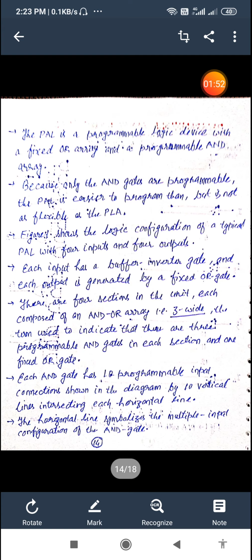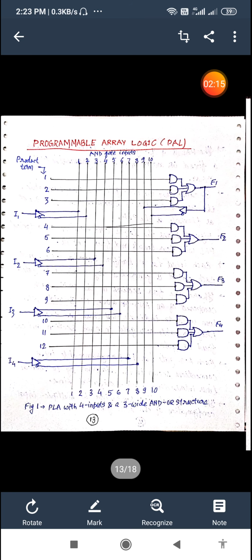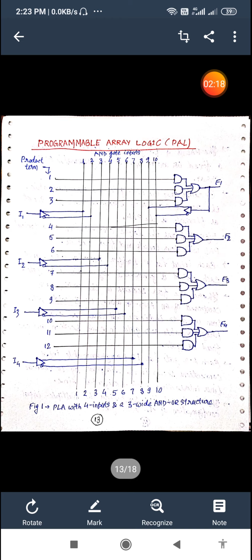Now we have seen the figure. The figure shows the logic configuration of a typical PAL with 4 inputs and 4 outputs. Each input has a buffer inverter gate and each output is generated by a fixed OR gate. There are 4 sections in the unit, each composed of an AND OR array that is 3 wide. The term is used to indicate that there are 3 programmable AND gates in each section and 1 fixed OR gate in each section. So there are 4 sections in the unit.